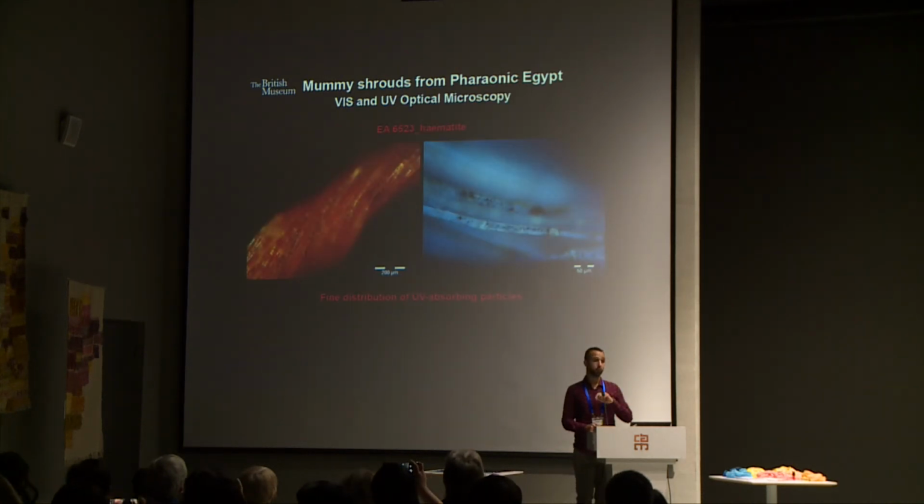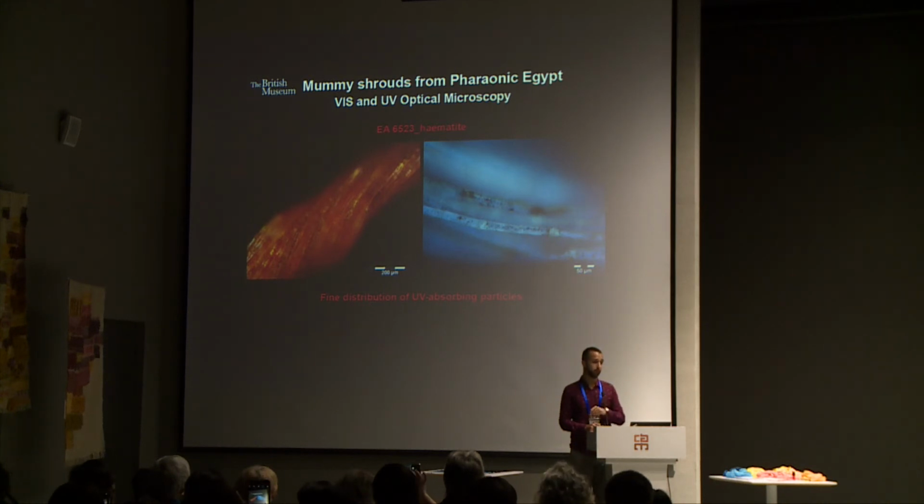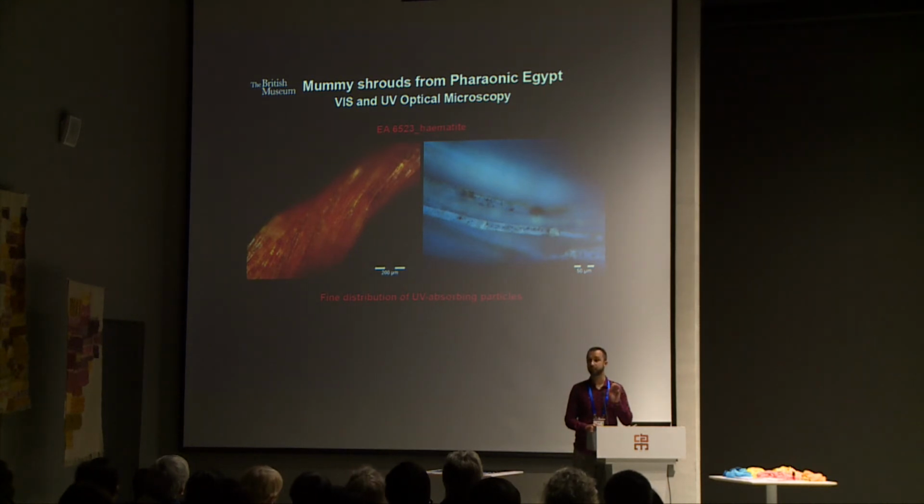We could use the force to take many measurements, and then we selected just a few samples again, and we could look under the microscope. So this is a visible and a UV image, and in the UV for the hematite you can see the distribution of the particles on the fibers, which absorbs the radiation.